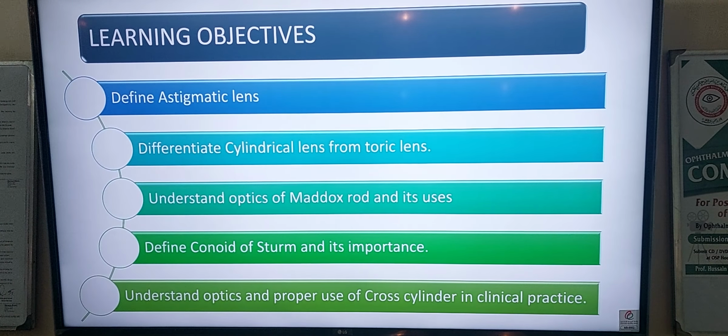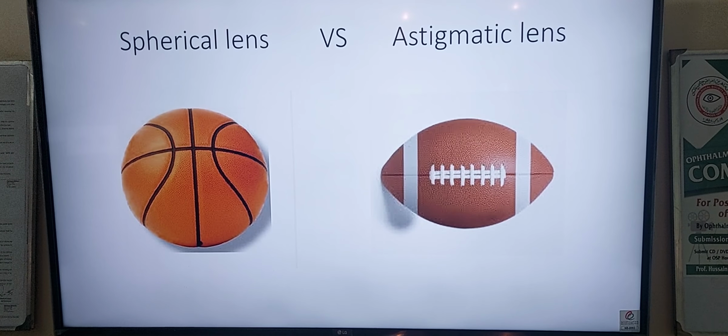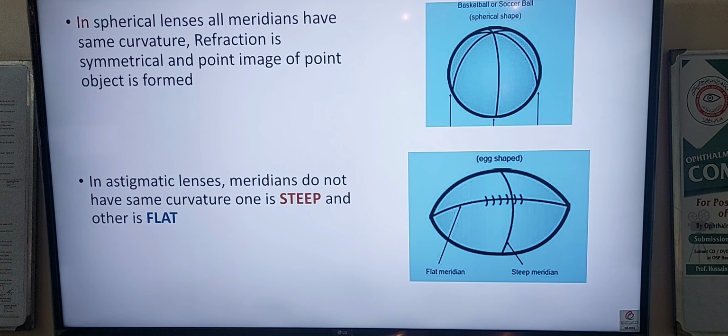How astigmatic lens differ from spherical lens. Take spherical lens as a basketball and astigmatic lens as a rugby ball or American football. In spherical lenses, all meridians have same curvature. Refraction is symmetrical and point image of point object is formed. In astigmatic lenses, meridians do not have same curvature. One is steep and other is flat. This one is the steep meridian and this one is the flat meridian.